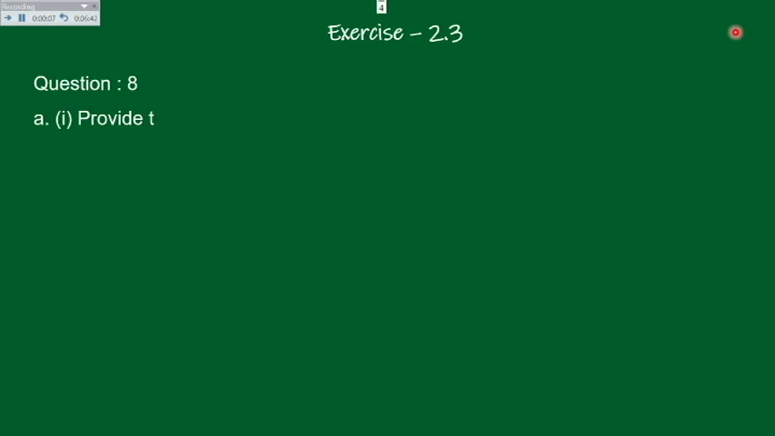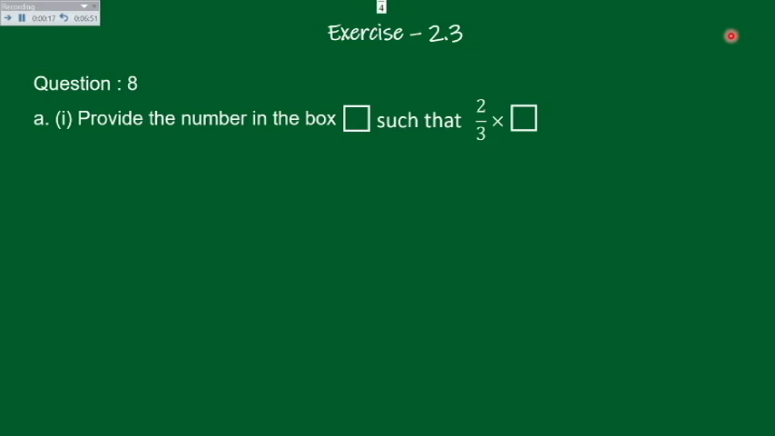Question number 8a. Provide the numbers in the box. Here is the box, such that 2 upon 3 multiplied by blank is equal to 10 upon 30. So here we have been given this box. We need to put the number by which we will multiply to get 10 upon 30.